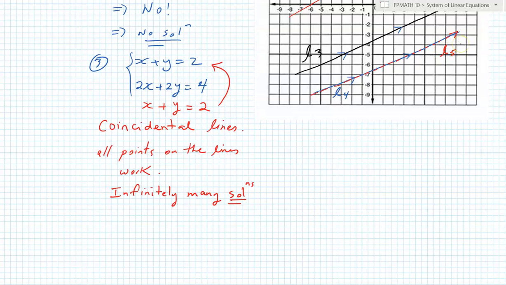They're the same line. That means every single point in one equation will work for the second, because it's the same equation. They're not different. And if that happens, how many solutions do you have? We have infinitely many solutions, because the lines go forever. All right? So that's basically it.